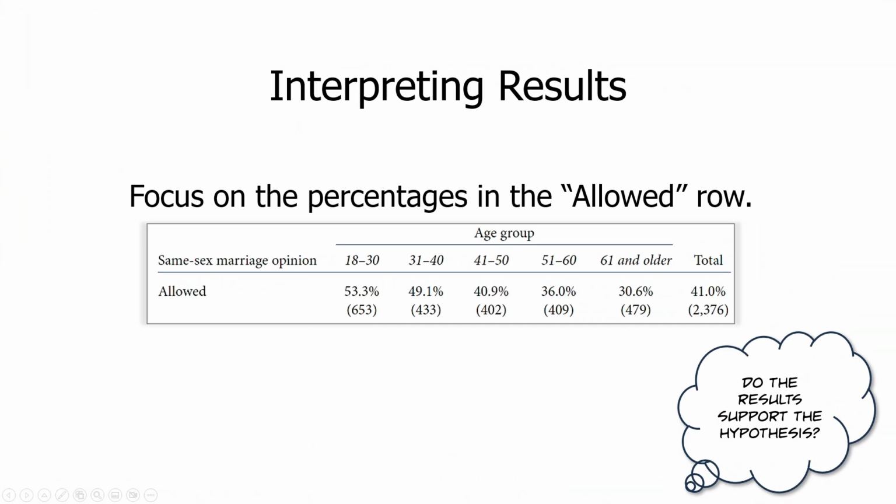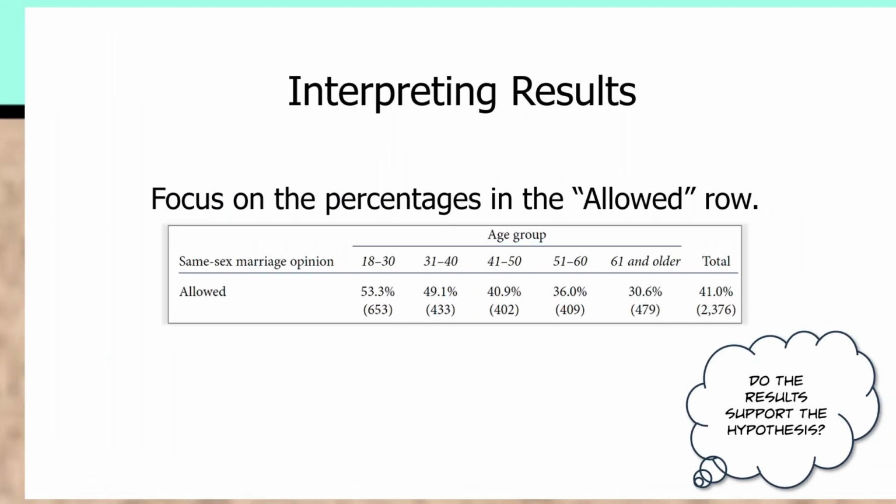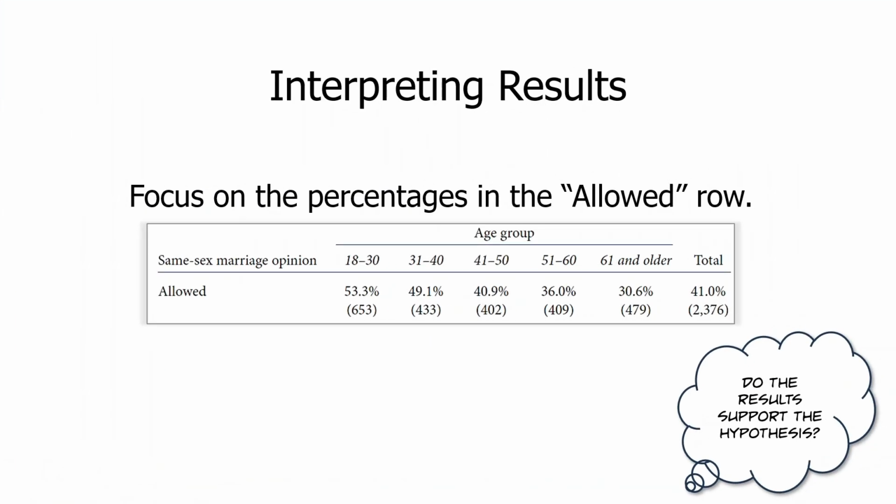What do you think? Is the hypothesis supported or not supported? Well, let's just go back real quick and look at the crosstab again. It would appear that the hypothesis is supported. If age had nothing to do with same-sex marriage opinions, then as we went across values of age, the percentage would be very similar within age groups. But you can see they're not similar at all. In fact, the percentage of saying allowed drops over 20 percentage points from the youngest group to the oldest group.